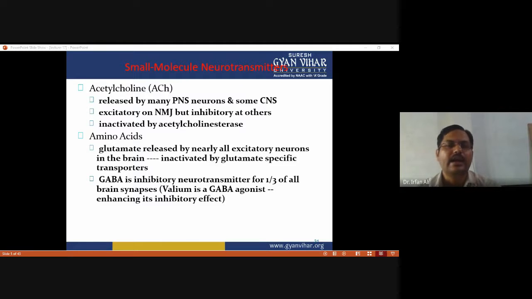enhancing its inhibitory effect. So gamma aminobutyric acid acts as an inhibitory neurotransmitter, which means it particularly blocks nerve impulse conduction.